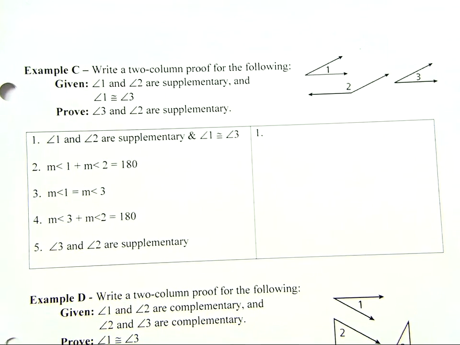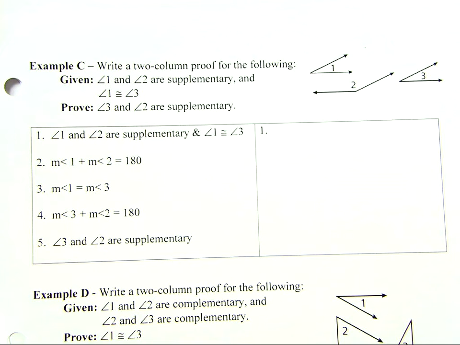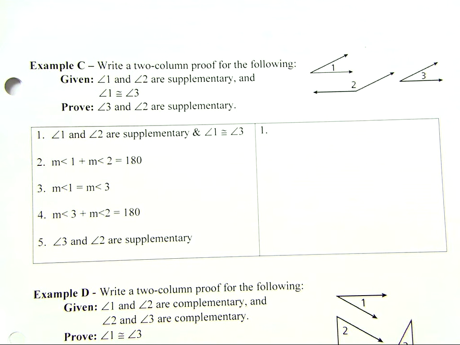Taking a look at example C, we're going to practice another proof. In this case, we are given that angle 1 and angle 2 are supplementary, and angle 1 is congruent to angle 3. I'm trying to prove that angle 3 and angle 2 would have to be supplementary. And I've actually listed out the statements. I just want to practice giving the reasons or the justifications.